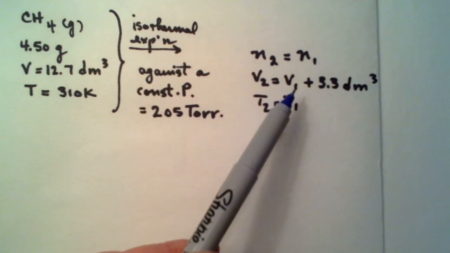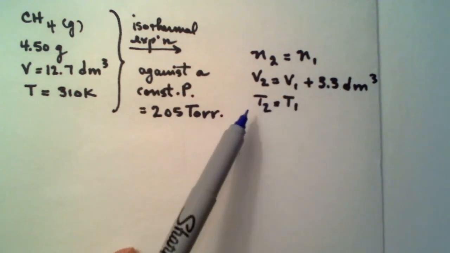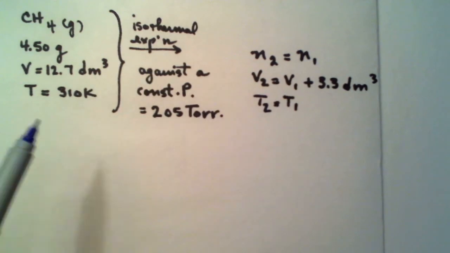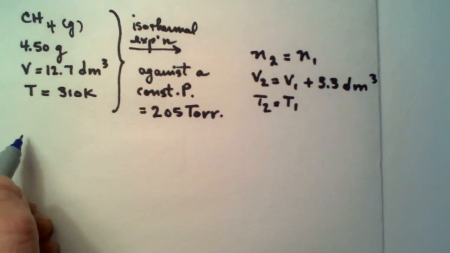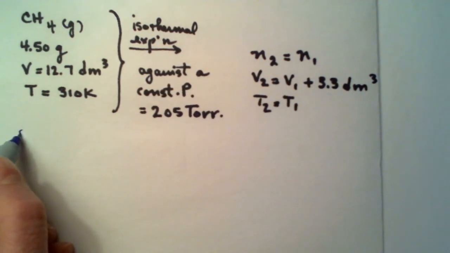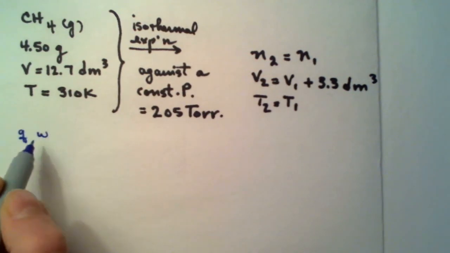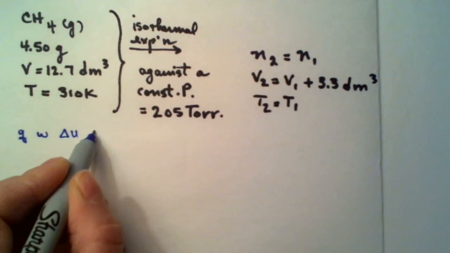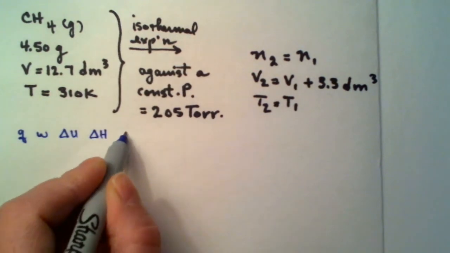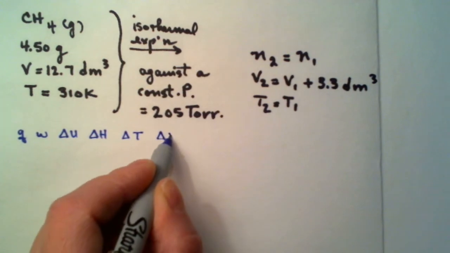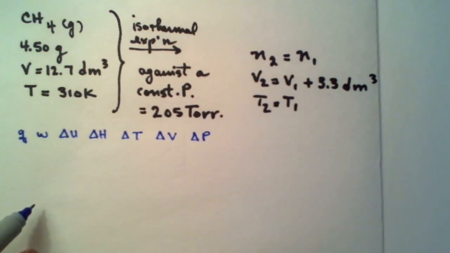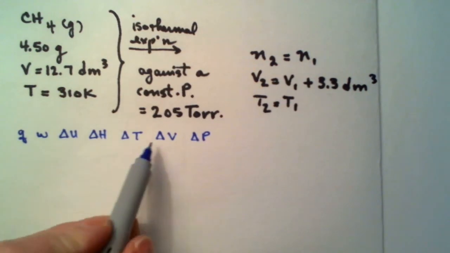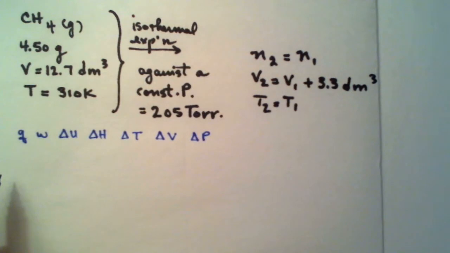And so V2 is equal to V1 plus that marginal increase. And it is isothermal, so T2 is equal to T1. In this question, I think that we can determine all of Q, W, delta U, delta H, delta T, delta V, and delta P. And it doesn't matter what order we do them in. Well, I suppose it does. We'll need to do them in an order that makes sense, but we don't have to do them in the order that they're asked or listed here.